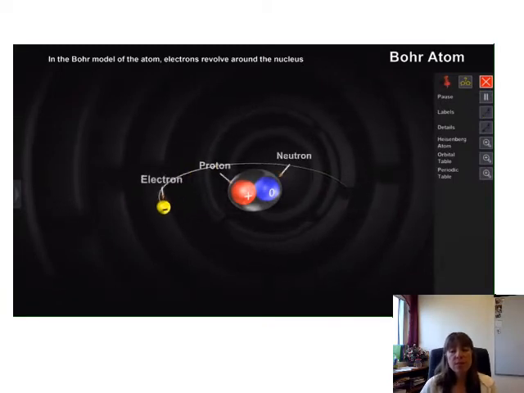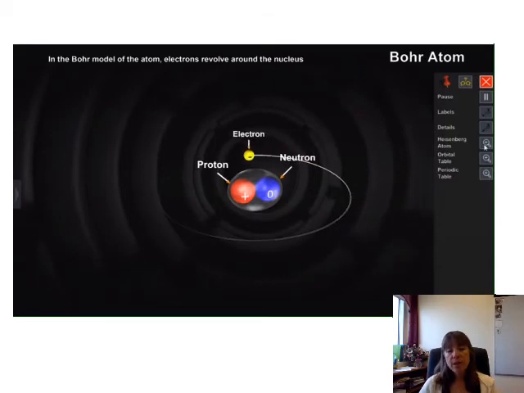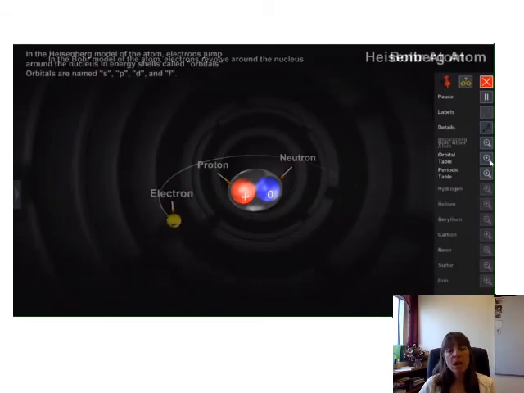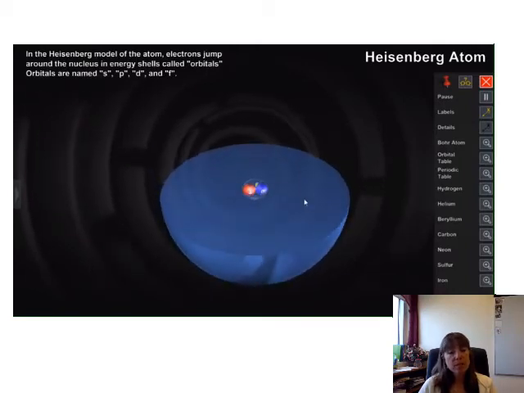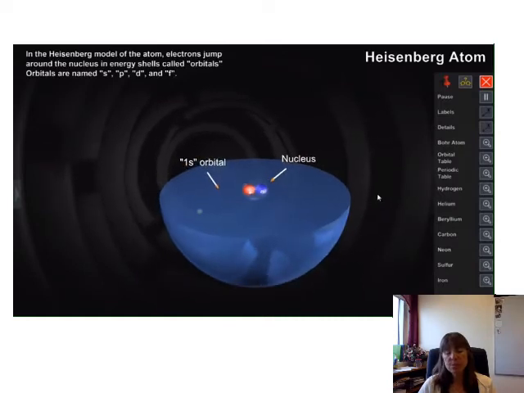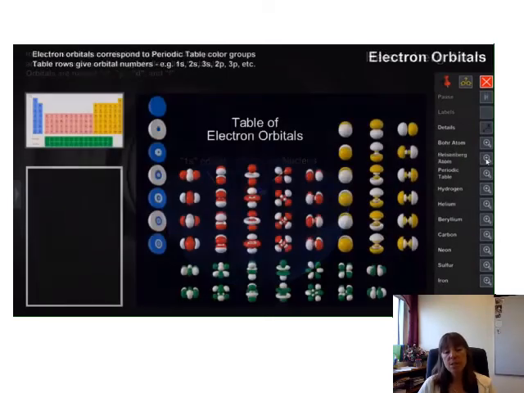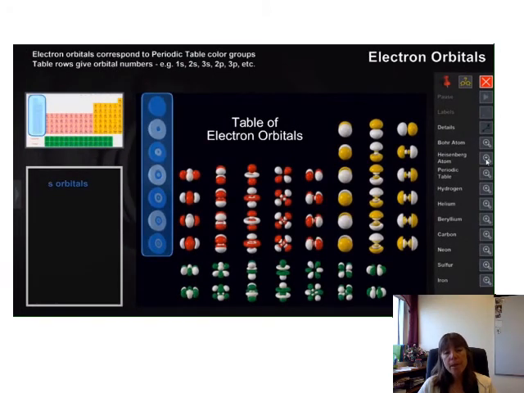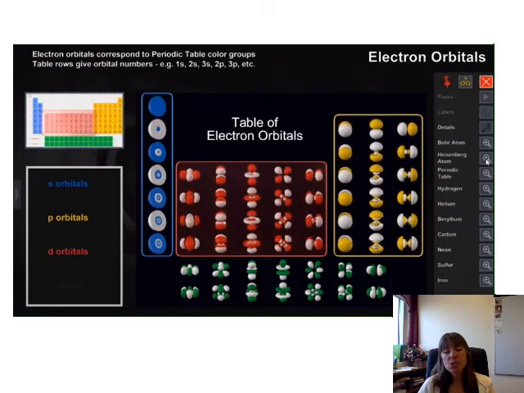And this little video, whoever created this, is kind of neat. They're going through showing the atom. Look at the top. They're talking about the Bohr theory of the atom. But then Heisenberg said it was more like electrons jump around the nucleus, Heisenberg's uncertainty principle. There wasn't a location and a momentum. So that's a kind of neat little periodic table of orbitals, and it shows you the different shapes.